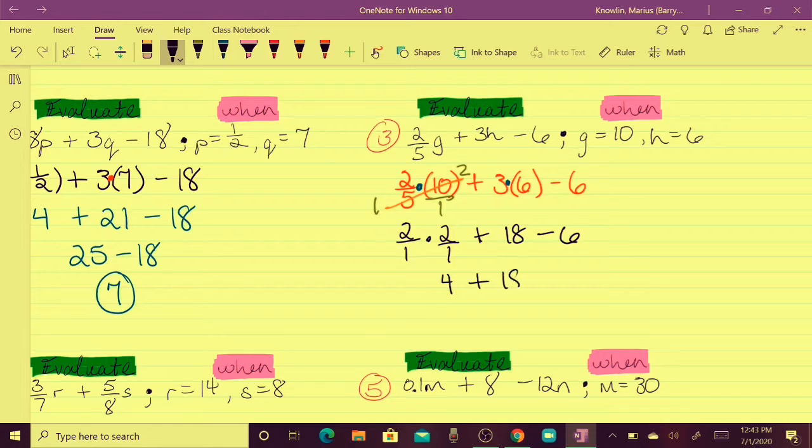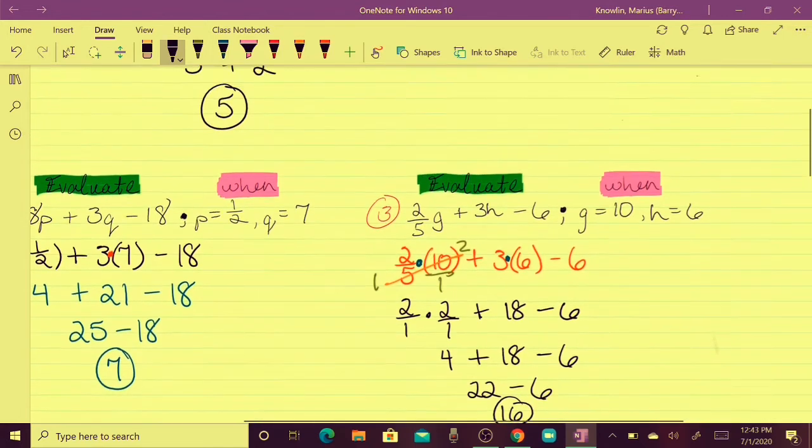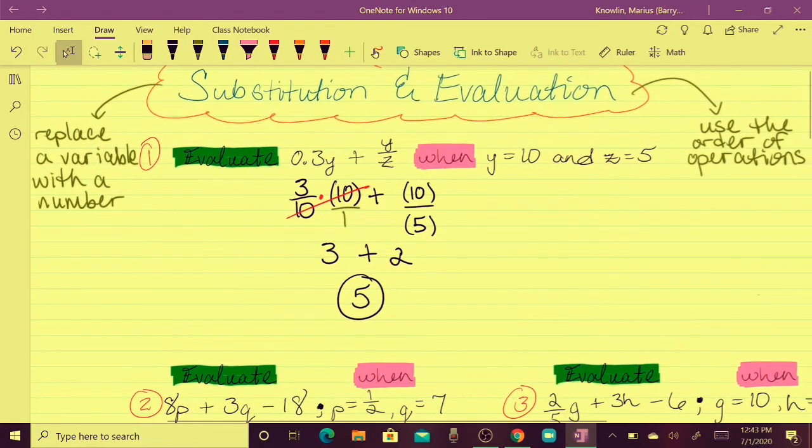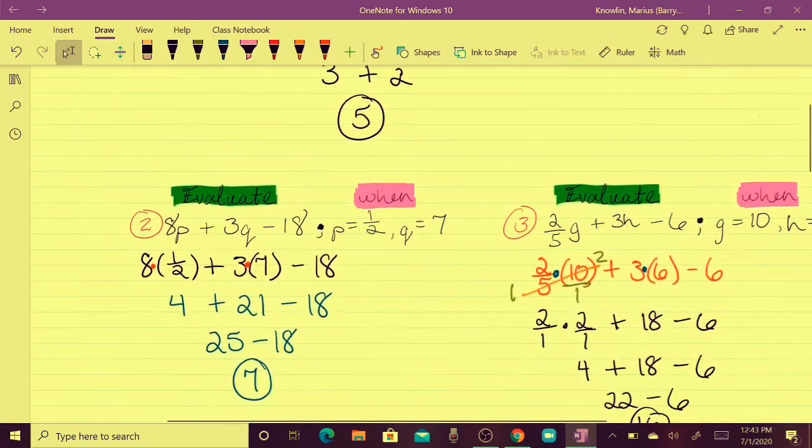2 over 1 is 2, and 2 times itself is 4. So that's 4 plus 18 minus 6. 4 and 18 make 22. 22 minus 6 makes 16. All right. So before I move on, just remember that when you evaluate, you replace a variable with a number, and you use your order of operations.